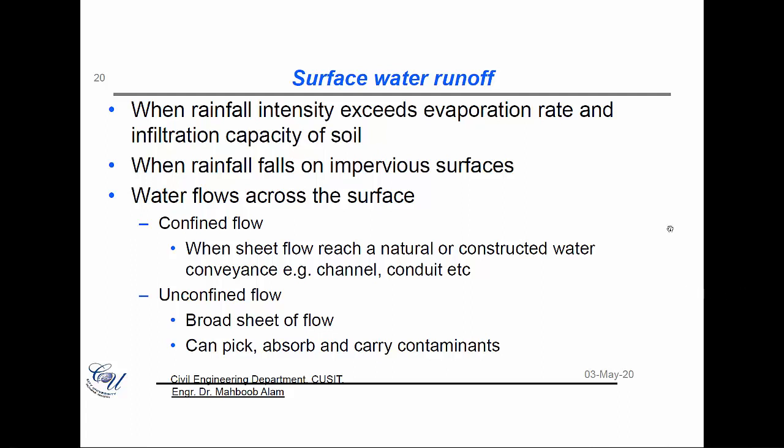And across the surfaces, there would also be differences. It can be confined flow, when there is a certain kind of boundary within which the water is flowing. Unconfined flow basically means where your flow is very broad. It's a kind of broad sheet of flow, and it can also bring with itself a lot of contaminants or a lot of debris or a lot of other things when it is flowing.